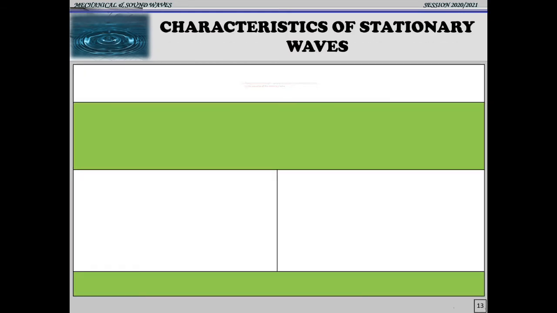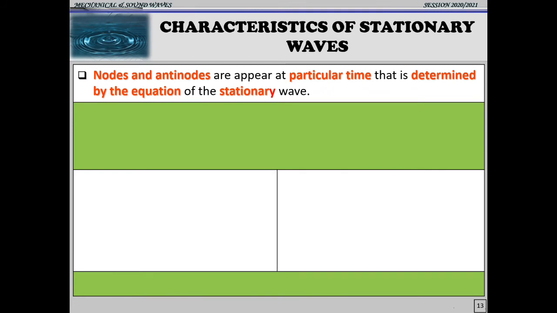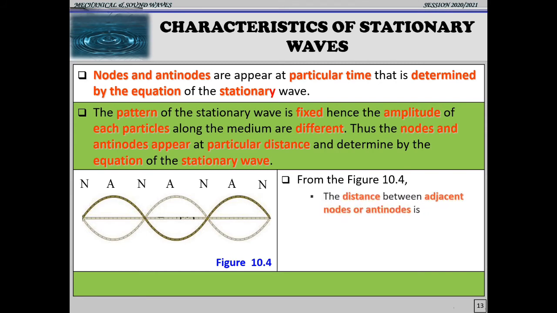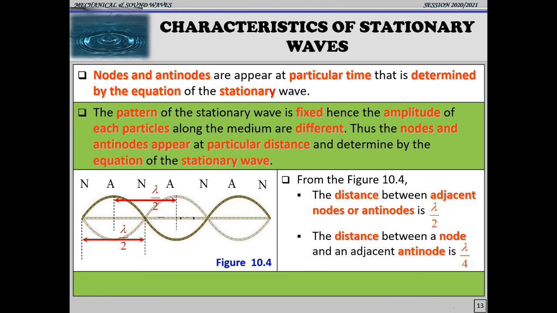Characteristics of stationary waves. The pattern of the stationary wave is fixed, hence the amplitude of each particle along the medium is different. Thus, the nodes and antinodes appear at particular distances determined by the equation of the stationary wave. From figure 10.4, the distance between adjacent nodes or antinodes is lambda over 2. The distance between a node and an adjacent antinode is lambda over 4. Lambda equals 2 times the distance between adjacent nodes or antinodes.